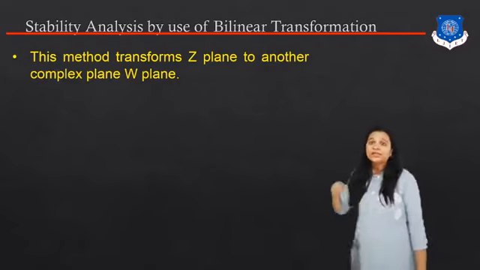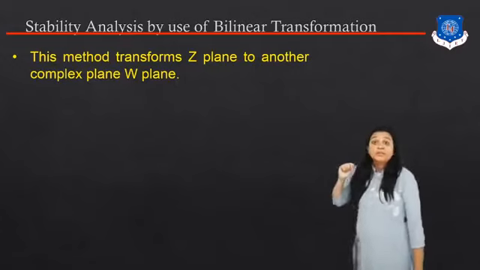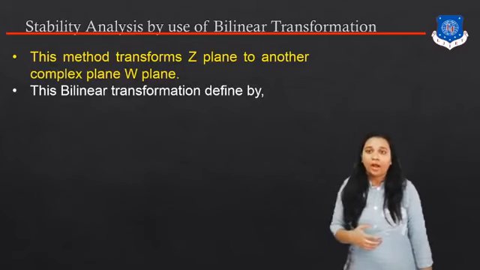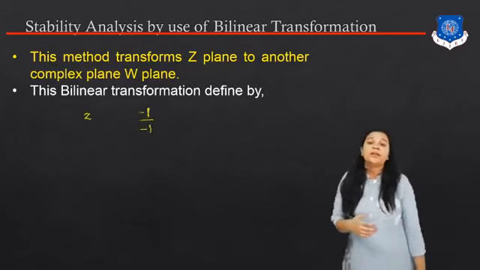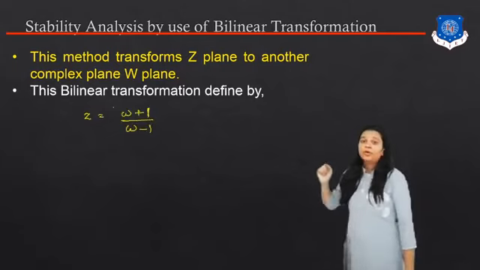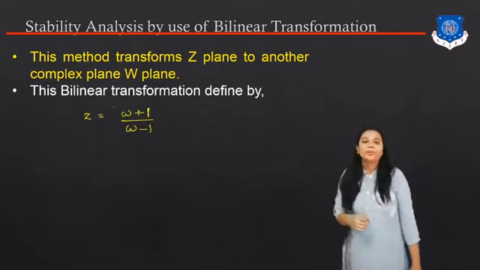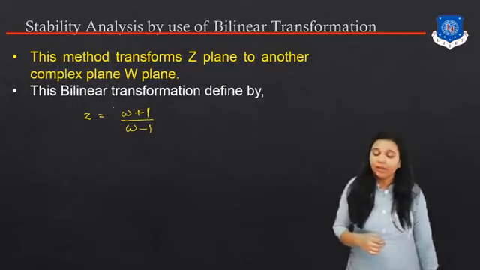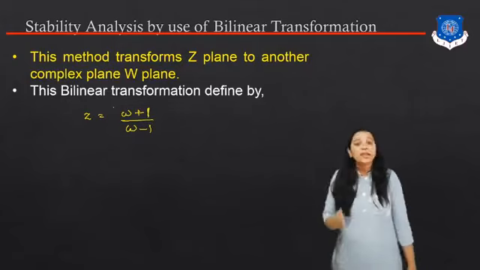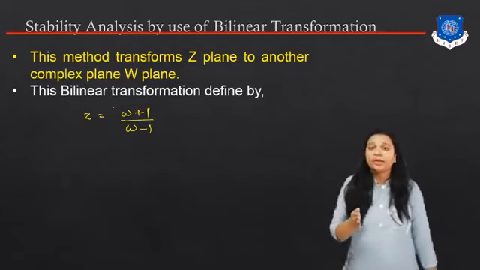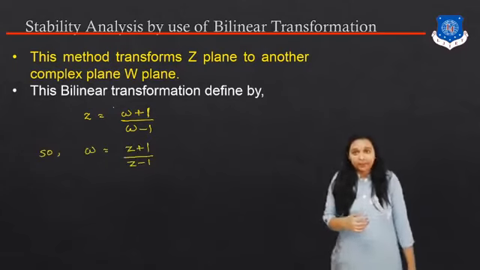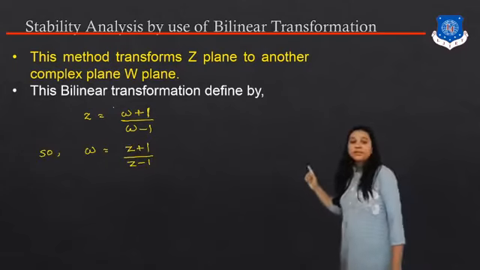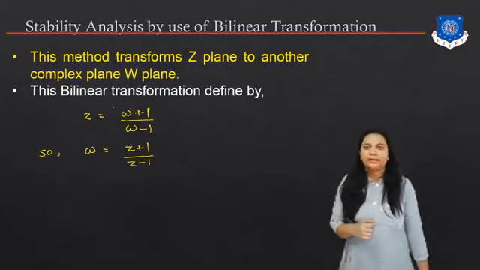This method transforms the Z plane to another complex plane, the W plane. The bilinear transformation is defined by z = (w + 1)/(w - 1). If the transfer function is given in the Z domain, our first target is to convert this Z domain transfer function into the w plane. So what is the equation for w? w = (z + 1)/(z - 1).